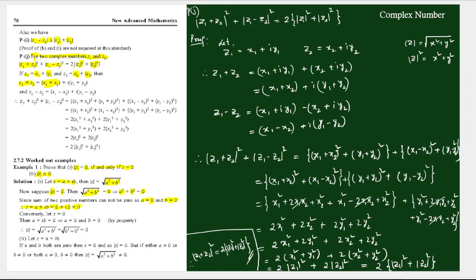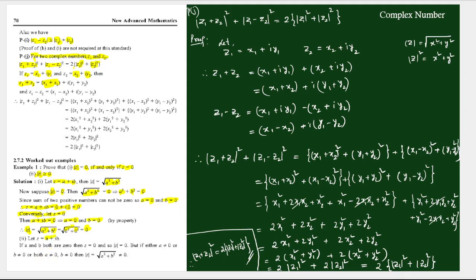This is your converse. Since it says if and only if, conversely also you have to go. So conversely let z equal to 0. Then a plus ib is equal to 0, which means that a equal to 0, b equal to 0. So modulus of z will be root of a square plus b square, 0 square plus 0 square equal to 0. Okay. Next is what? It will be modulus of z is greater than or equal to 0.